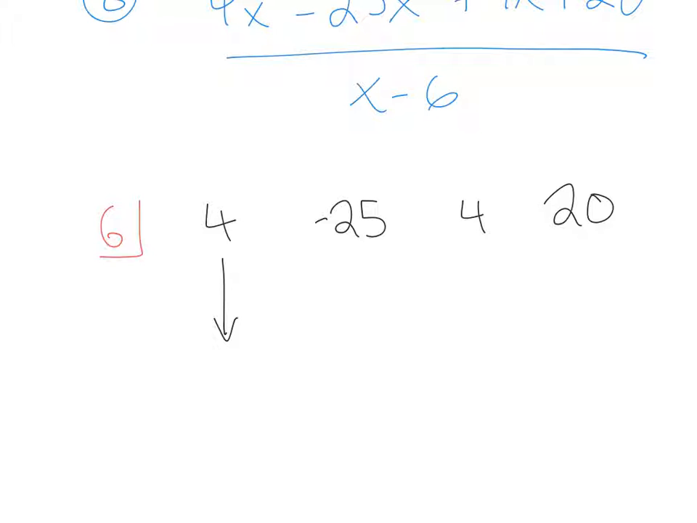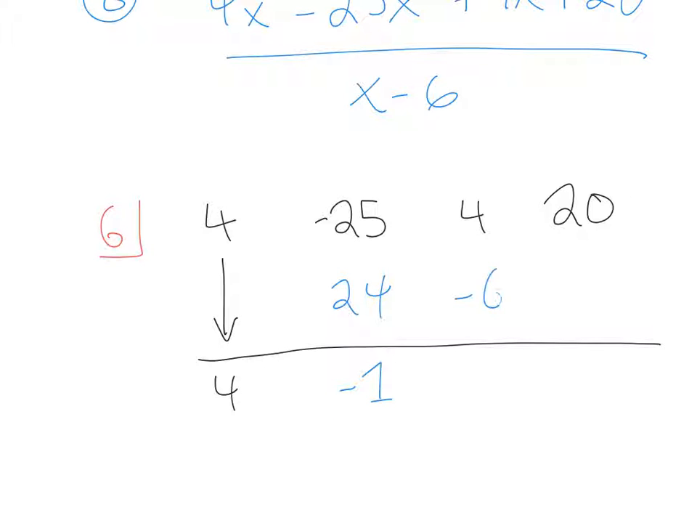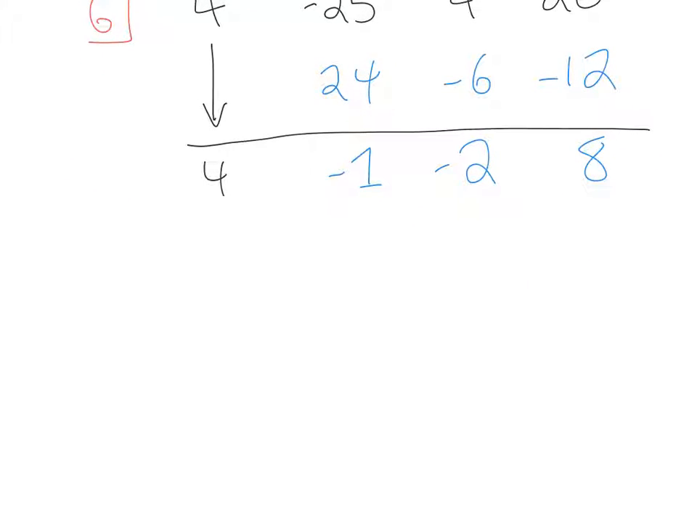Bring down your lead coefficient, and then go ahead and multiply 6 times 4 to make 24. -25 plus 24 just leaves you with -1. Alright, 6 times -1 would get you -6 in the next column. Bring that down, you get -2. And then 6 times -2 would leave you with -12. And 20 minus 12 leaves you with 8. Okay, so now we've got 4.